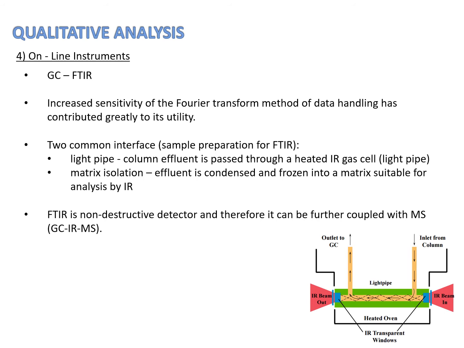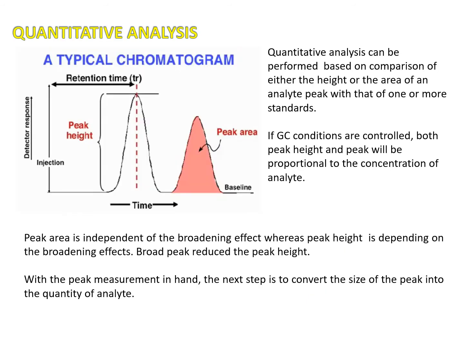For the light pipe, the column effluent is passed through the heated IR gas cell. The matrix isolation is actually where the effluent is condensed and frozen into a matrix suitable for analysis by IR. So basically, FTIR is a non-destructive detector, and therefore it can also be further coupled with MS, so GC-IR-MS, something like that, class.